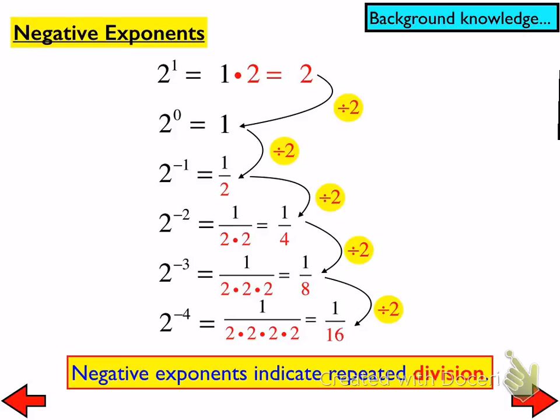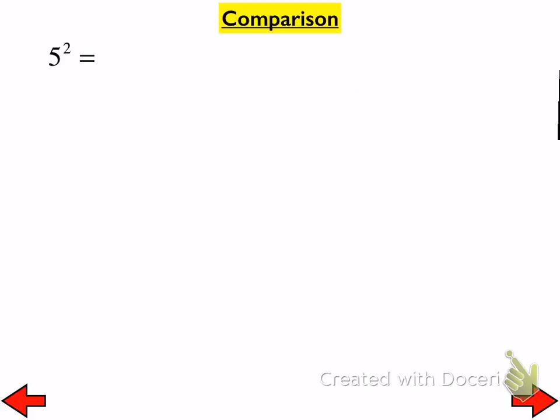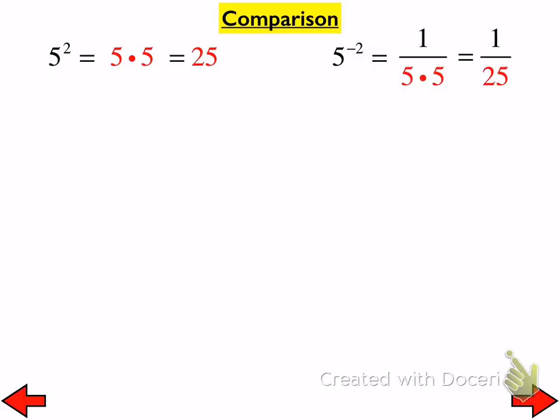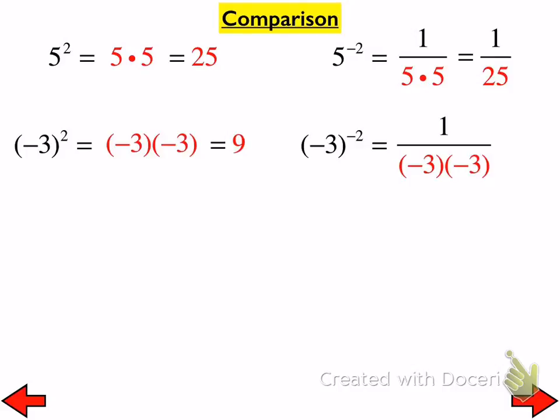Negative exponents indicate repeated division, where positive exponents indicated repeated multiplication. All right, here's our comparison. Watch this. 5 squared is 25, and 5 to the negative 2nd is 1/25. We call this the reciprocal. We're taking and finding the reciprocal when it becomes negative. Negative 3 to the 2nd is 9. So negative 3 to the negative 2nd within parentheses is 1/9.